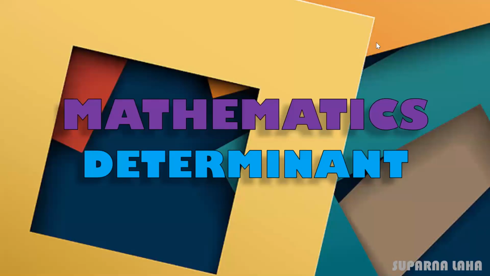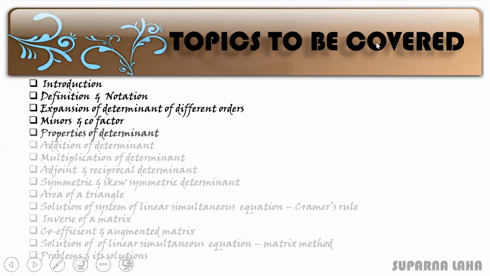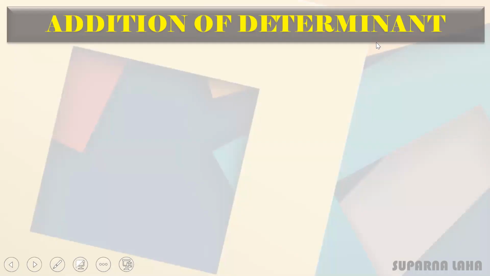Welcome students. We're discussing this chapter, determinants, and we already completed up to the properties of determinants. Today we will talk about addition of determinants and we will solve problems from the class 12 mathematics book by S&A, exercise 2B, 4 marks questions.